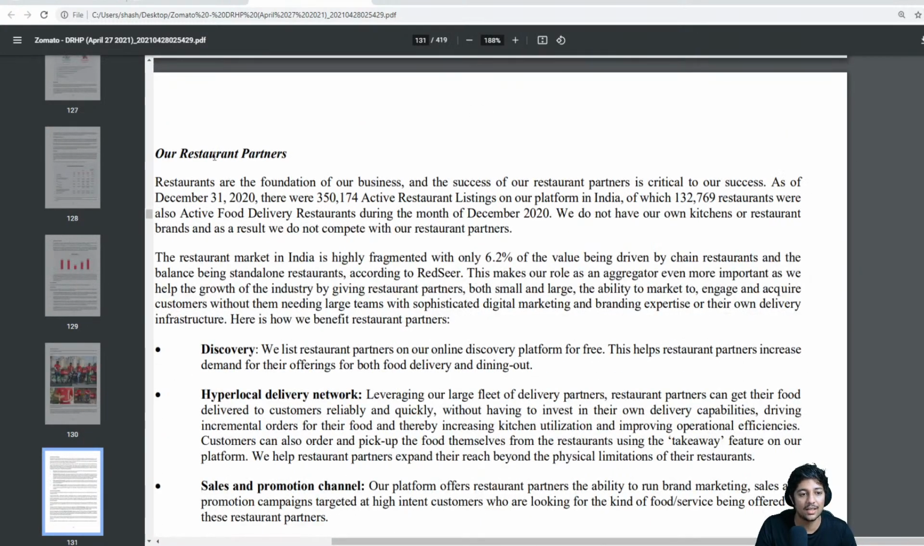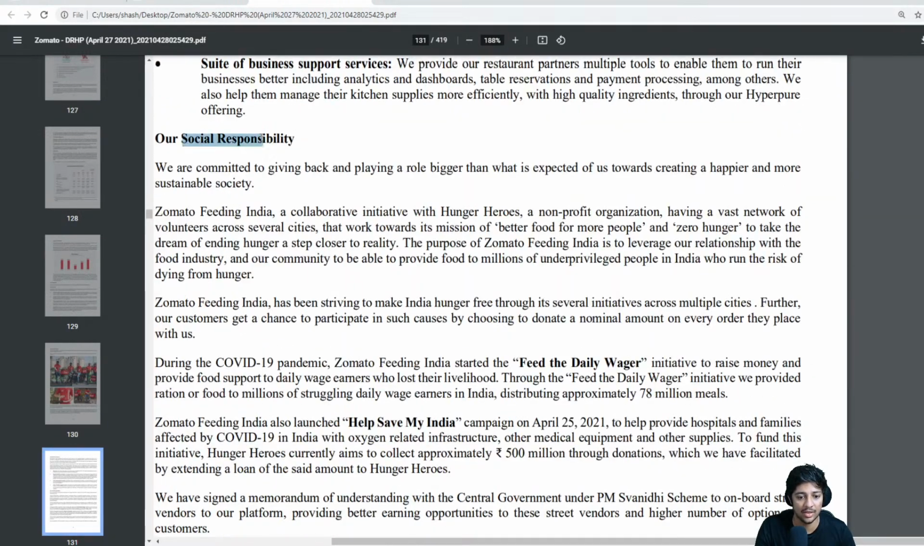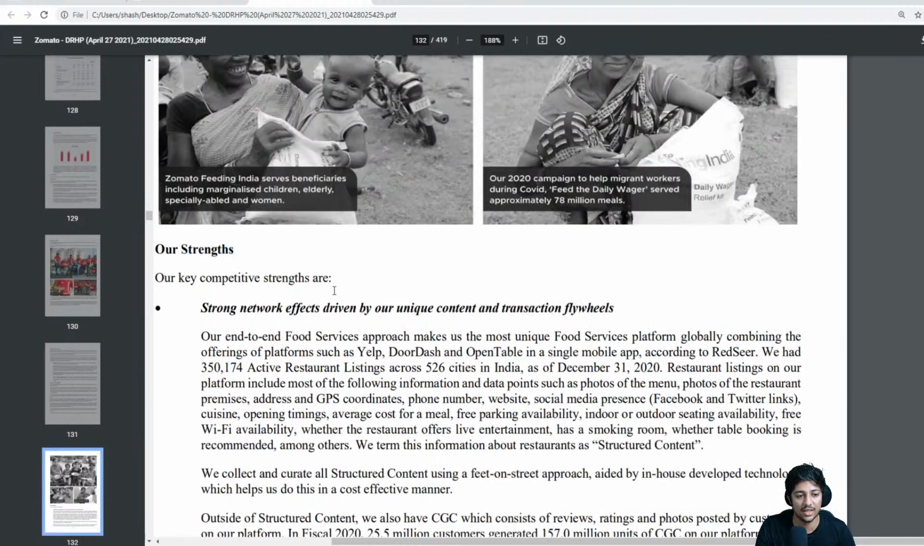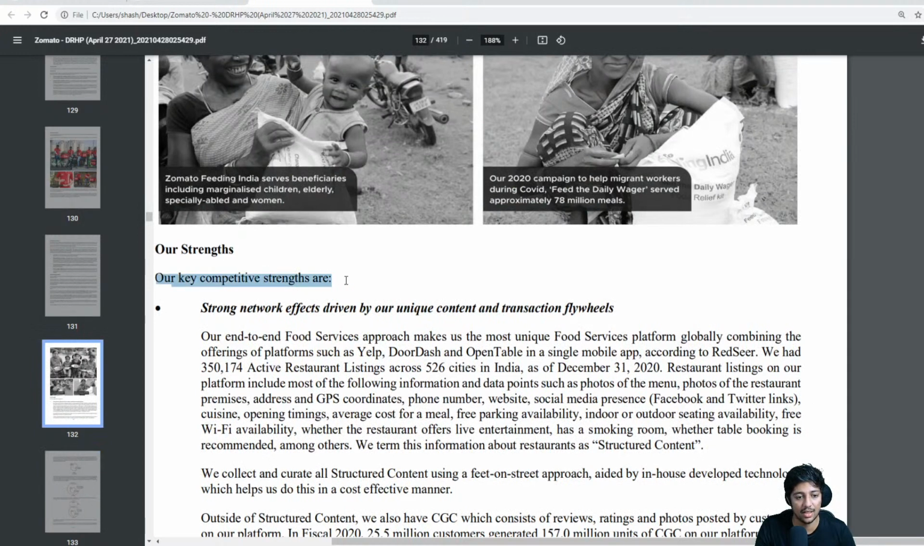Then you look at the restaurant partners that they have. Again, more information on each. What do they do on social responsibility? Feed My India. Keep going down. Look at the strengths. Now, look at some strengths that they have in this segment. Okay, key company strengths.